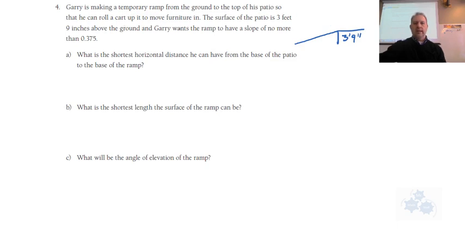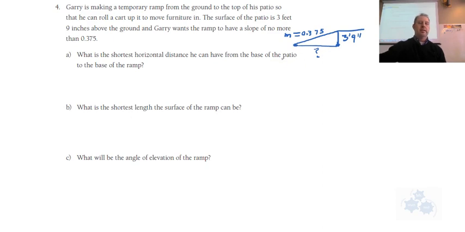So Gary wants the ramp to have a slope of no more than 0.375. So look at that, m is 0.375. Write down what you're given, highlight what you're given, and draw a little sketch. That'll really help. It's asking what's the shortest horizontal distance he can have from the base of the patio, right here, to the base of the ramp, right here. So basically they're looking for what's this right here?